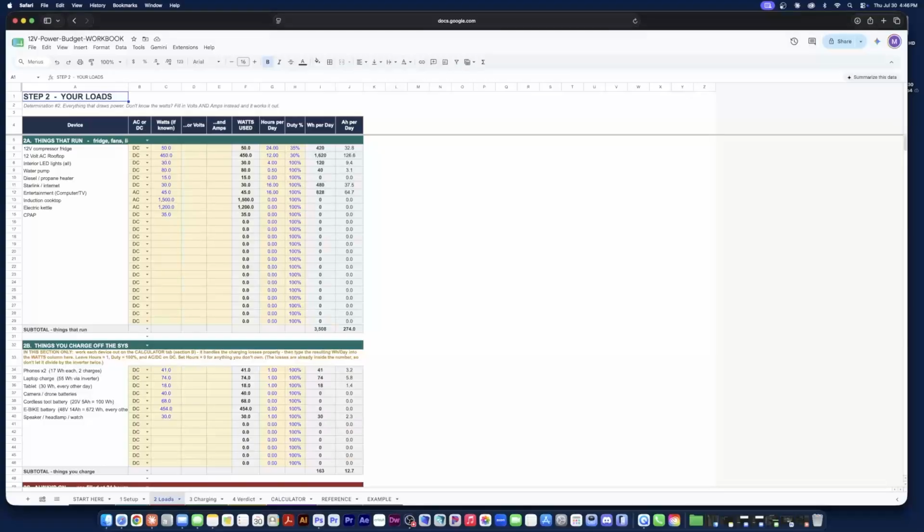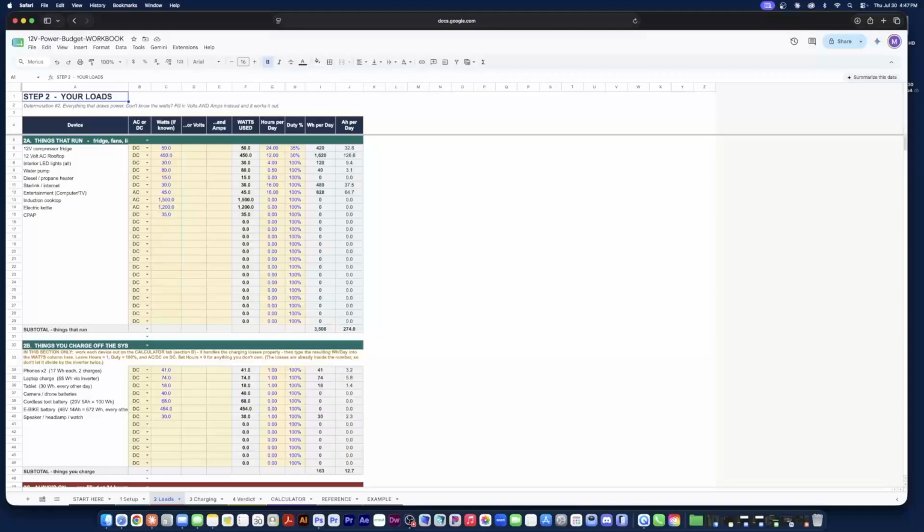Everything is down through here, and you can just plug in your own anywhere you want to. Same way down here. I've only got a phone. I put in a laptop if I get one. I do have a tablet, and I may be charging my camera, although I just use my phone. But I put in some stuff here just in case. But really, I just put in the tablet, laptop, and phone. Everything else I put in zeros for.